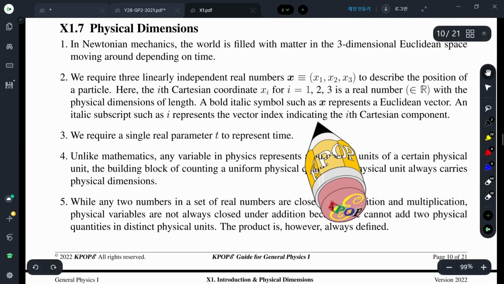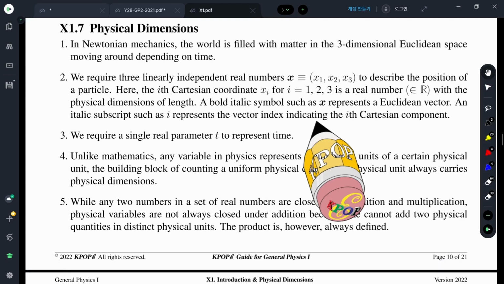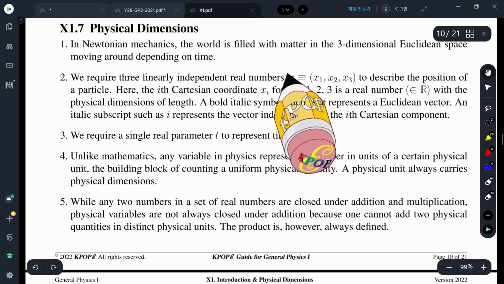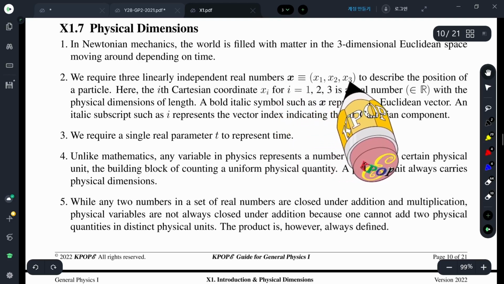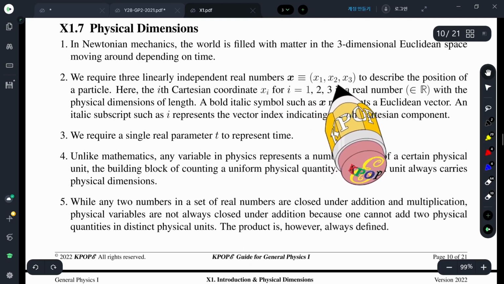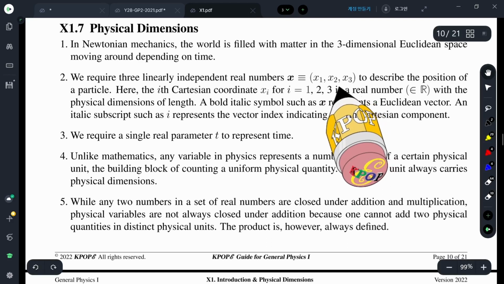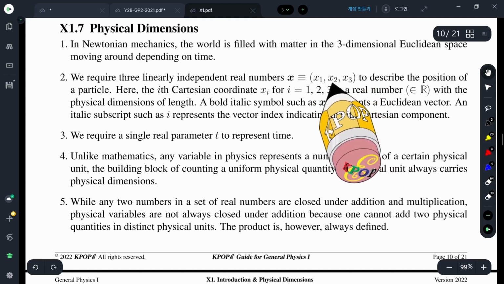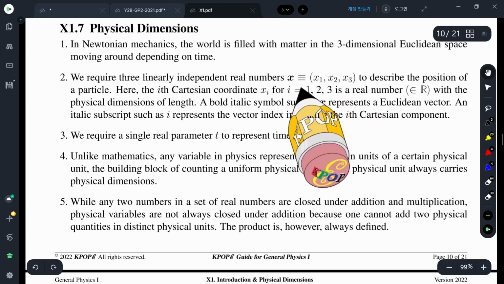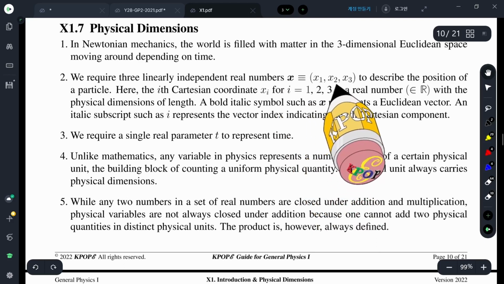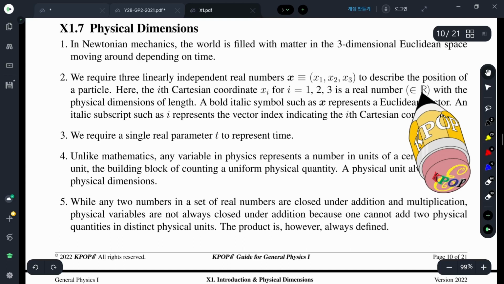Let us consider the physical dimensions. As I told you, in mathematics, x, y, z are just numbers without any physical units. However, for example, this is a three-dimensional vector, and these are coordinates. The x coordinate is x1, the y coordinate is x2, and the z coordinate is x3. So we can make use of Cartesian basis vectors to write down the three-dimensional vector. All right, x1, x2, x3 are all real numbers.